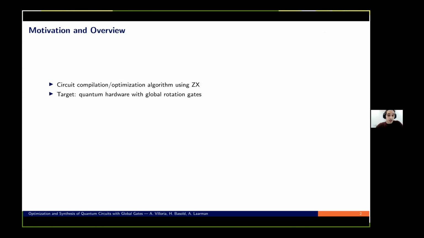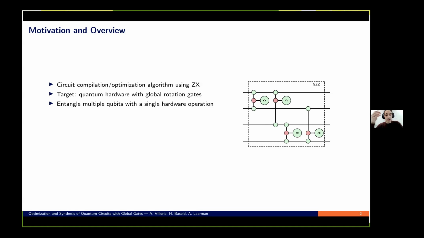So these global gates or global rotation gates are quite powerful because you are able to entangle multiple qubits with a single hardware operation. In SEREX calculus terms, it would be something like we can see here on the right. This is a composition of some phase gadgets of the same angle alpha. If you have a part of your circuit that looks like this, a series of phase gadgets with nothing in between, then this can be executed in the same time that it takes to execute just one individual two-qubit interaction.